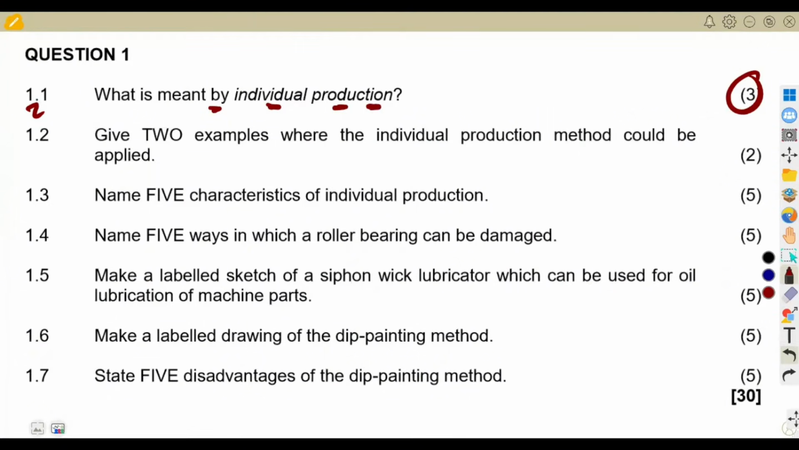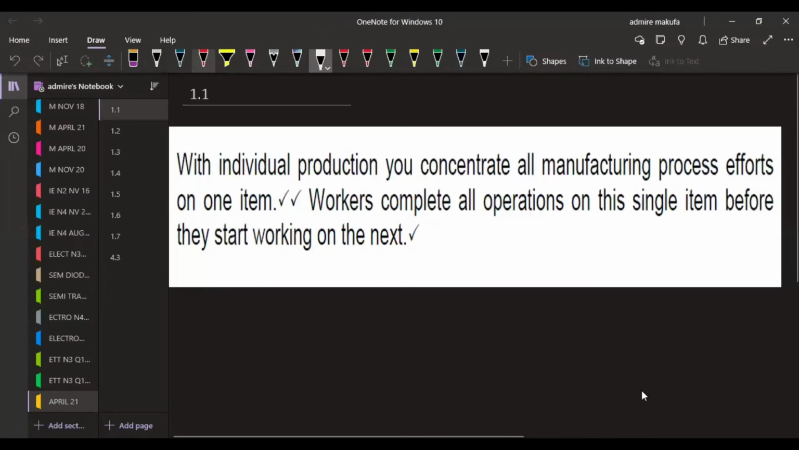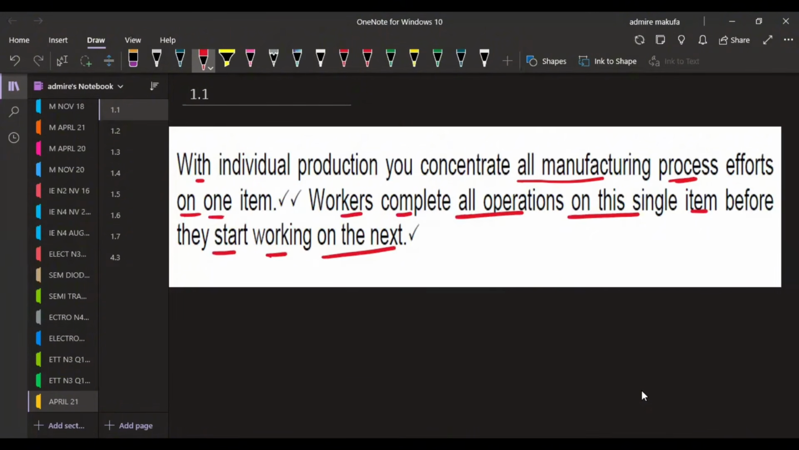All right, guys. So this is what I'm having for the individual production. With individual production, you concentrate all manufacturing process efforts on one item. Workers complete all operations on this single item before they start working on the next. That is a single production.